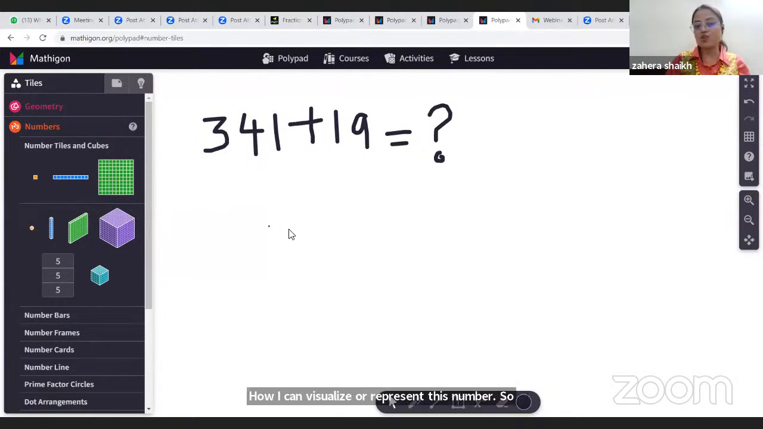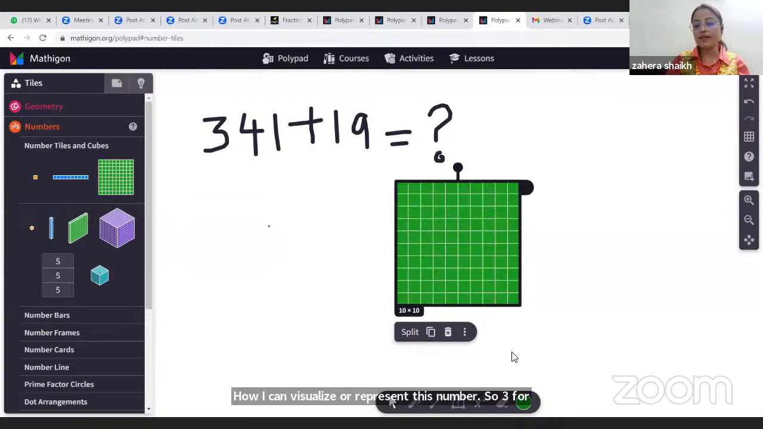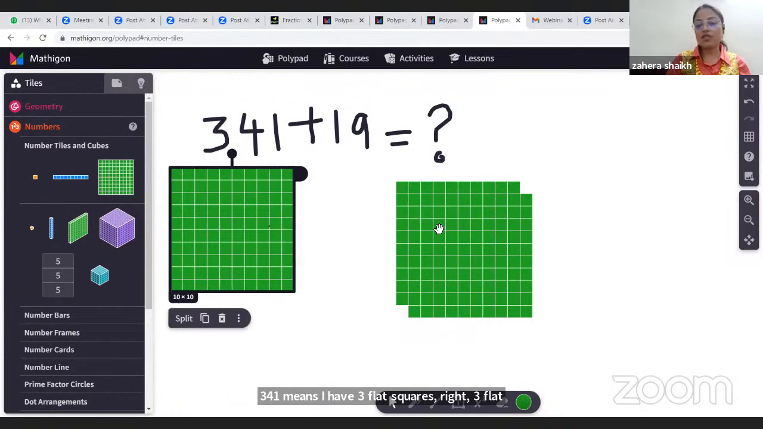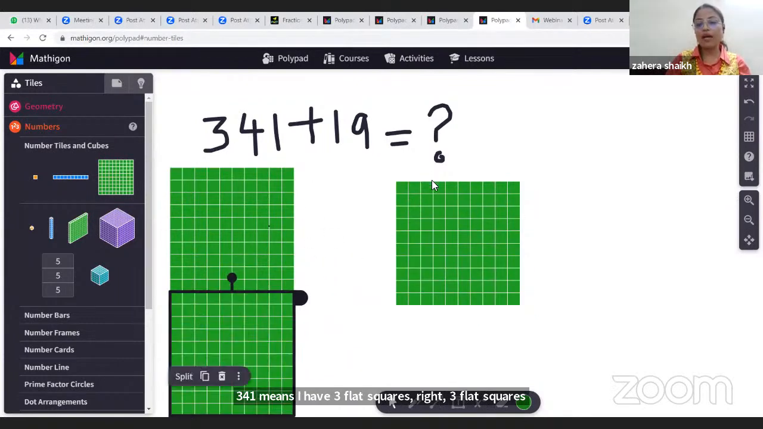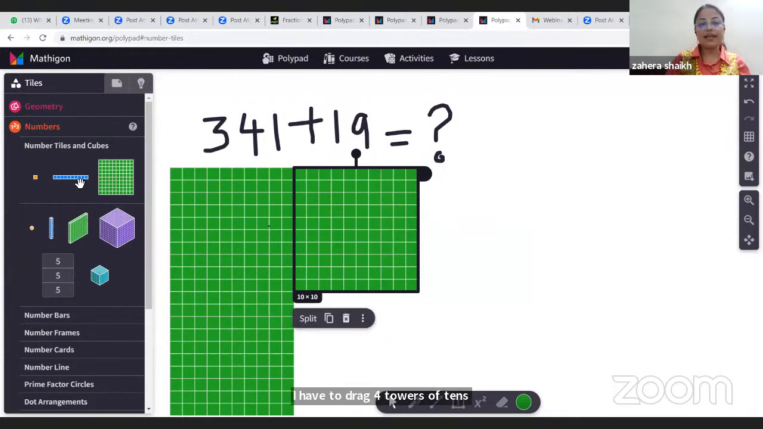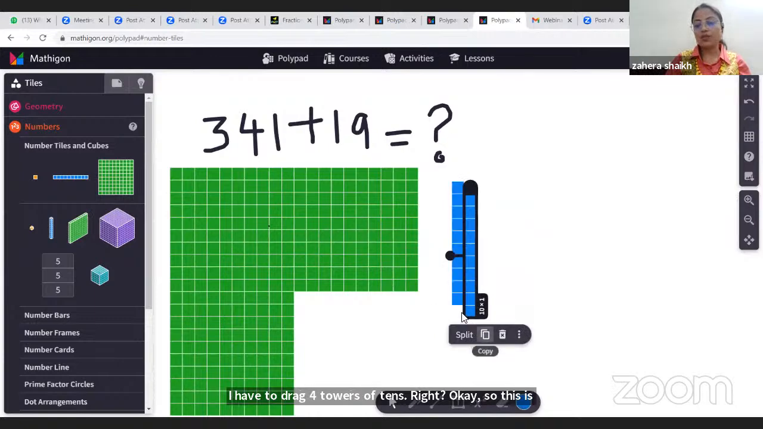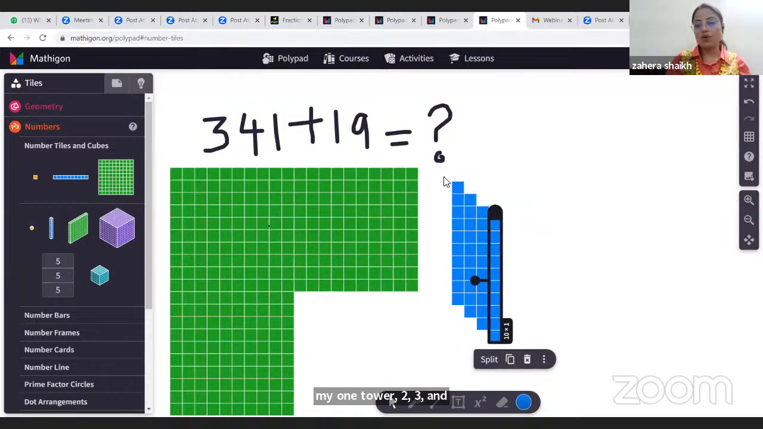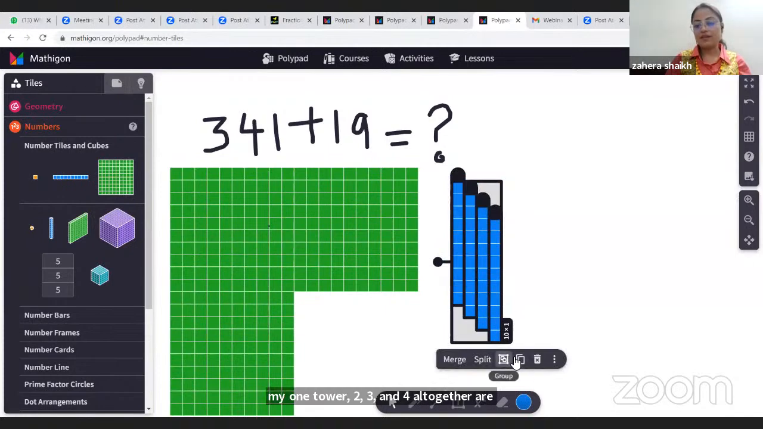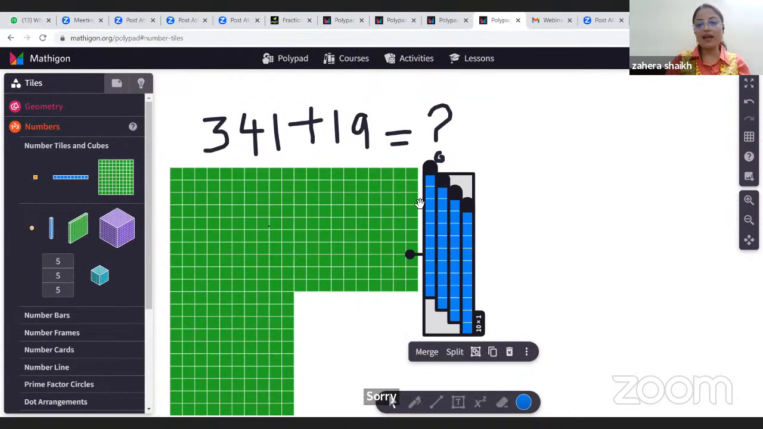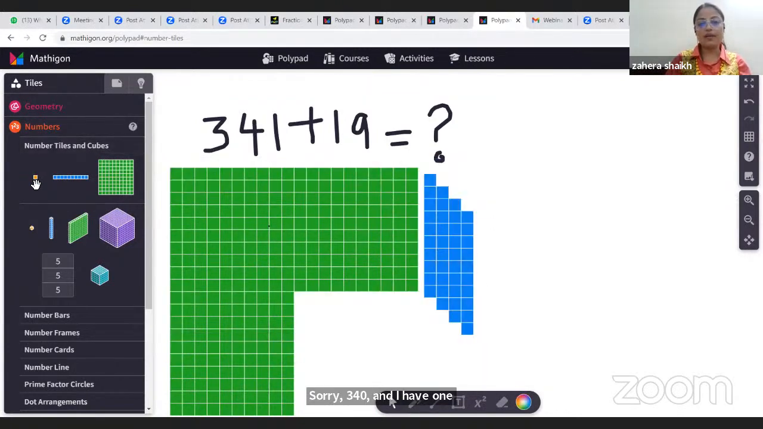341 means I have 3 flat squares, right? 3 flat squares makes 300, and 40 means I have to drag 4 towers of 10s, right? Okay, so this is my 1 tower, 2, 3, and 4. Altogether, I have 340, and I have 1 block only. Okay, so again, I'm doing addition. No, I was supposed to do subtraction. Let me just make it subtraction.